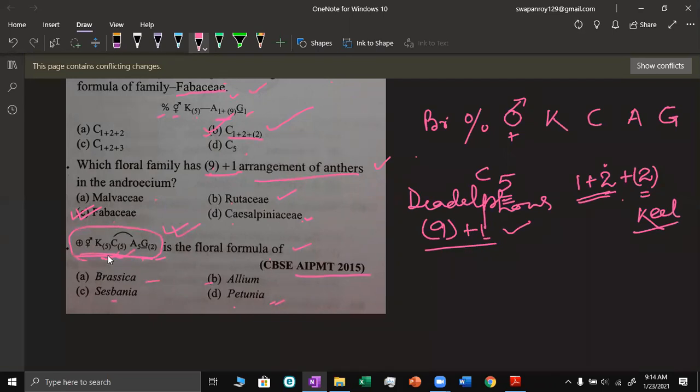You tell the name of the family. Can you? Brassicaceae. No, it is not Brassicaceae. See, in the Brassicaceae, that is the mustard, this one is Brassicaceae.